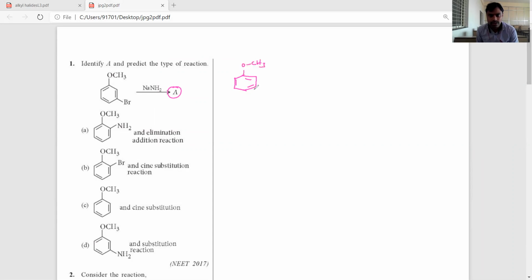OCH3 means anisole. Metabromoanisole is treated with sodamide. Sodamide is a strong base, NH2 minus. It removes the ortho hydrogen, ortho proton, and it eliminates Br minus and NH3. Okay, now it forms one important intermediate, that is benzyne intermediate, with OCH3.